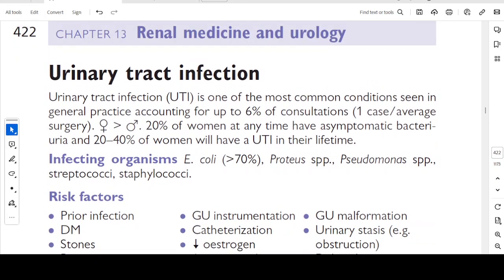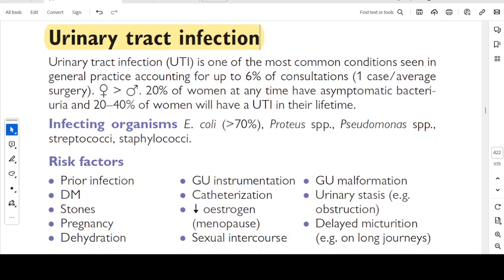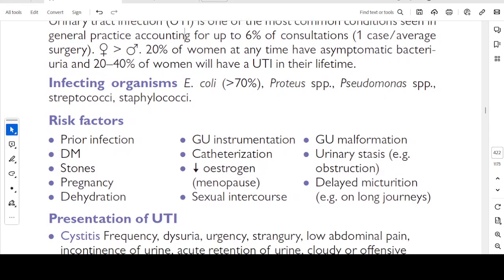Page number 422, urinary tract infection. This is a very commonly asked and tested topic on MRCGP. Urinary tract infection is one of the most common conditions seen in general practice, accounting for up to 6% of consultations, one case in an average surgery. Females more than males: 20% of women at any time have asymptomatic bacteriuria and 20 to 40% of women will have a UTI in their lifetime.